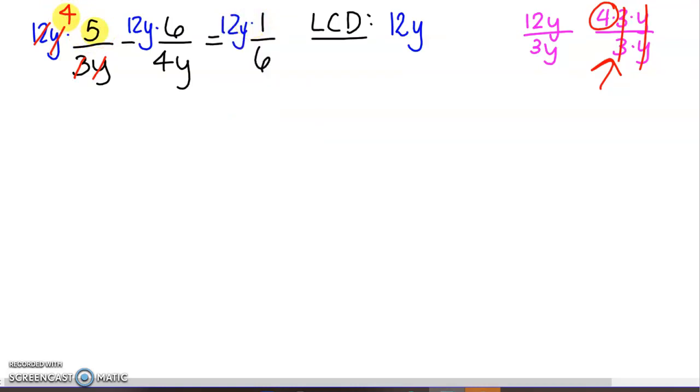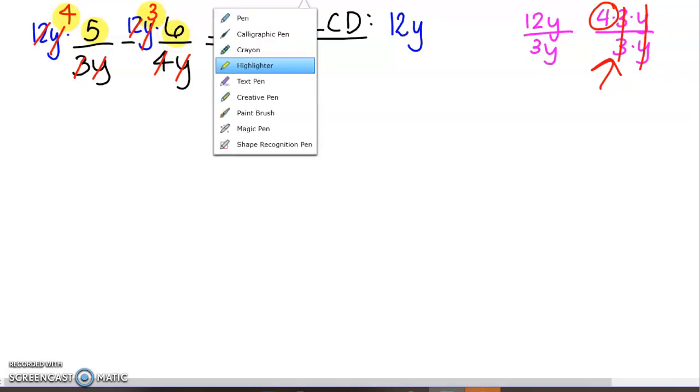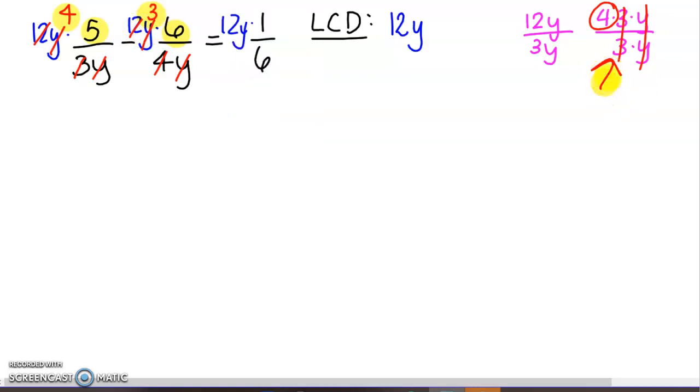Now in the next one, the y and the y cancel out. 12 divided by 4 is 3, so now you have 3 times 6, and you don't have any more denominator, because that 12y has 4y as a factor, so it cancels out, just like over here. And then last but not least, over here on the right, we have 12 and 6 cancel out, leaving a 2, and now you have 2 times 1. So then we have 4 times 5.